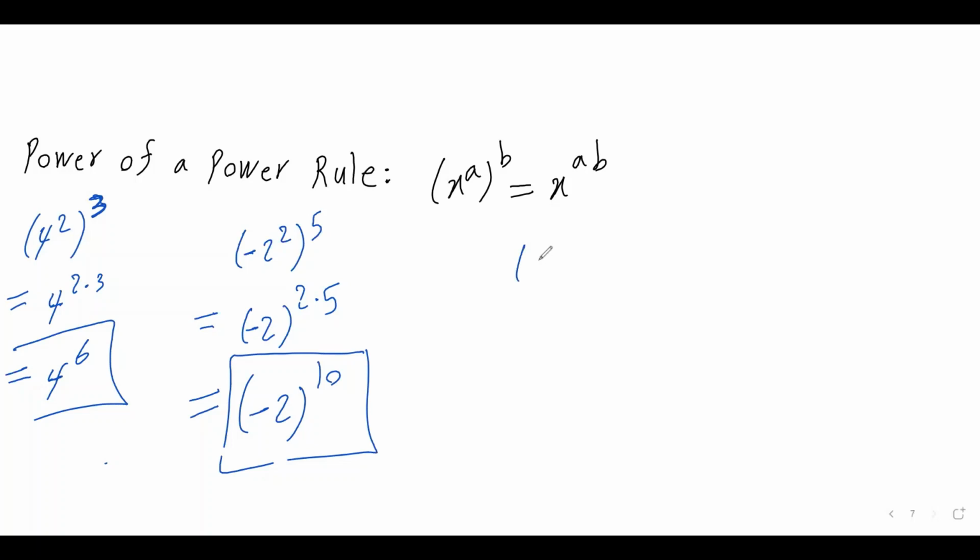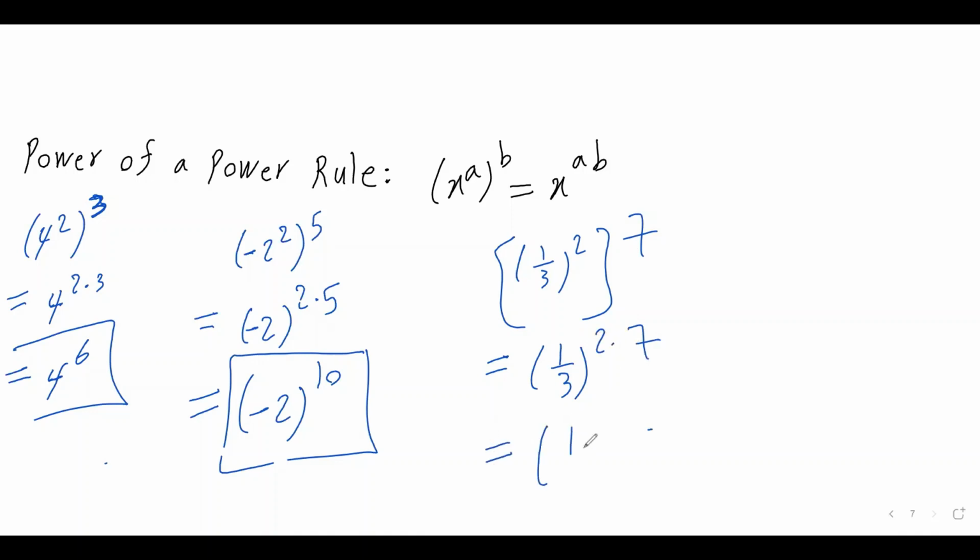Let's do another one. Let's say I have 1 over 3 to the power of 2, and the whole thing to the power of 7. So what we do here, we do the same thing. We write down the base, which is 1 over 3, and we multiply those exponents, 2 times 7. 2 times 7 equals 14, so this is 1 over 3 to the power of 14. So this is our answer.